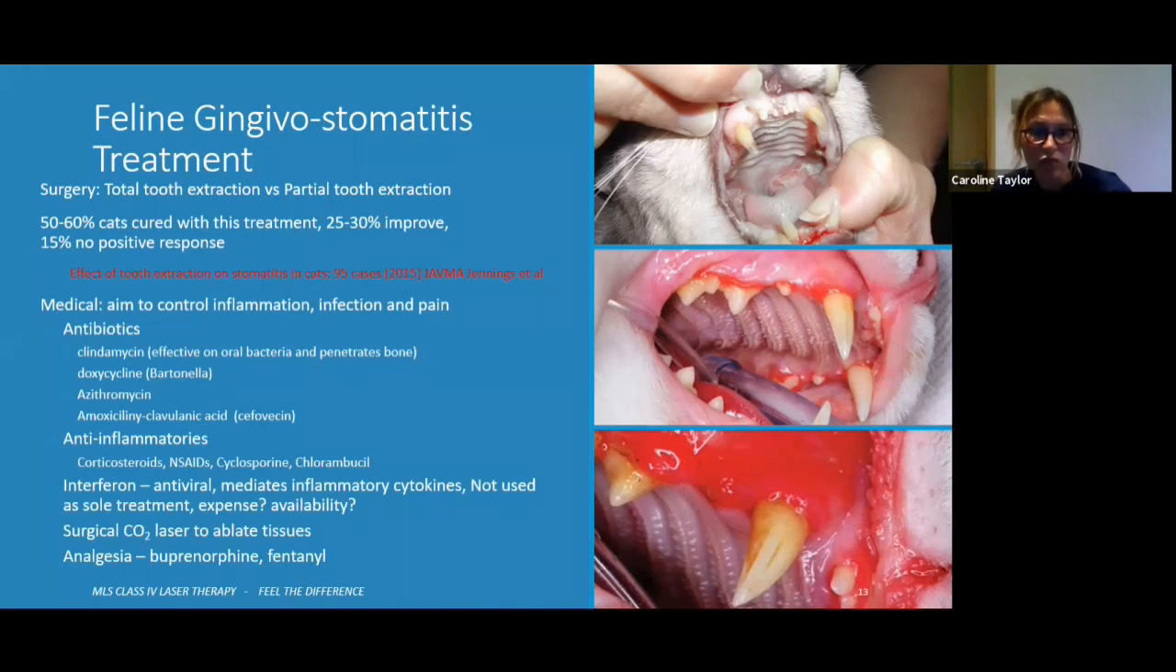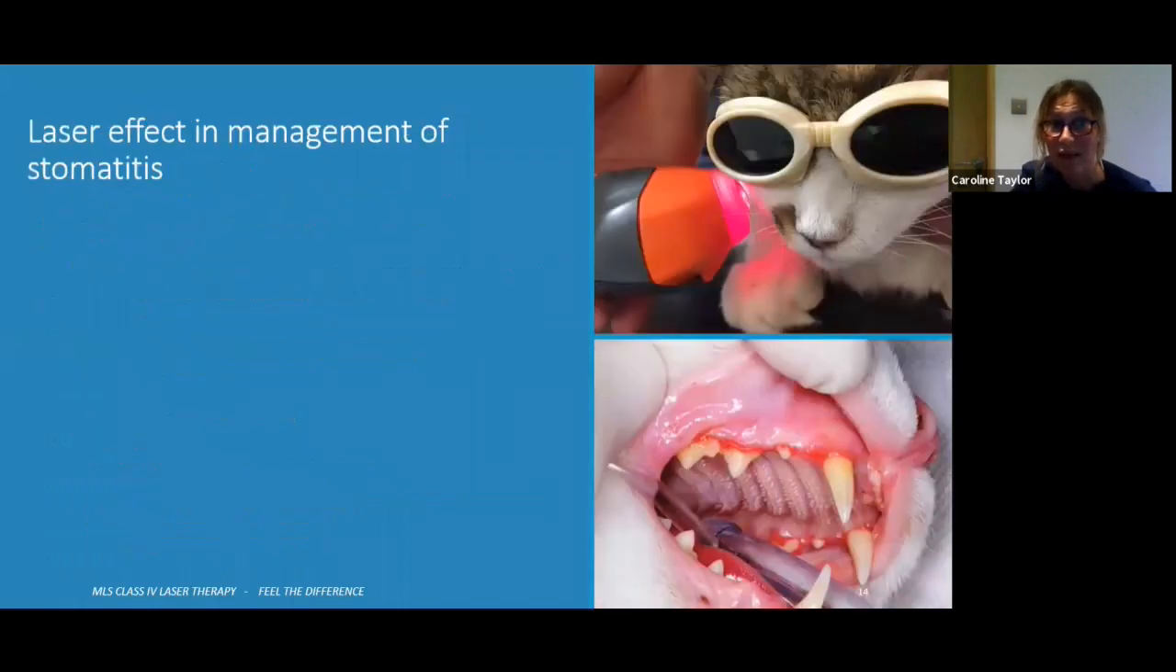I have used interferon in the past, but I think the cost is a factor, and having to use it two or three times a week, and you can't even use it just on its own. Certainly if you know that there is a viral component that is a big part of it, it can be helpful. Surgical CO2 laser is sometimes used to ablate the tissues, and oral buprenorphine sometimes. But I found when you're using laser, it tends to really help with the pain.